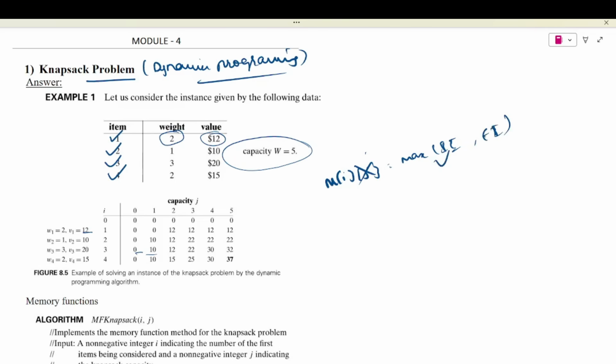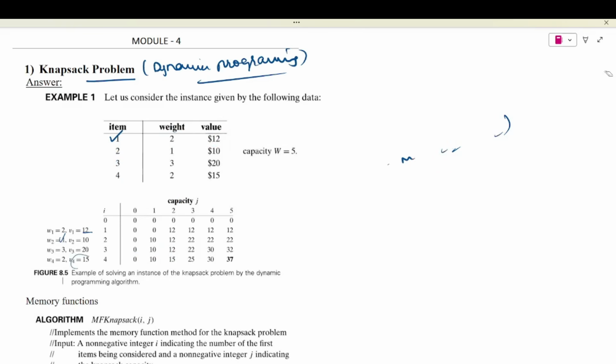See, in capacity 1 you cannot take item 1, so it is 0, and in capacity 2 you can take item 1, which is 12. For capacity 3 and 4, still only one item is available, so you keep it as 12, 12, and here you change it to 15. That is how this works. I hope you got this.